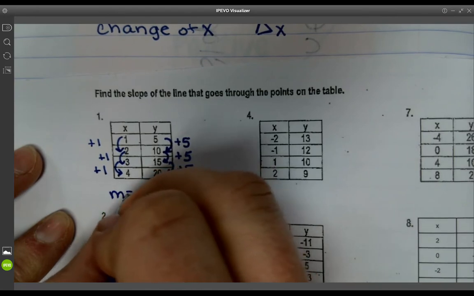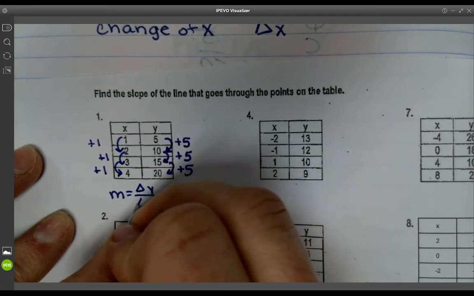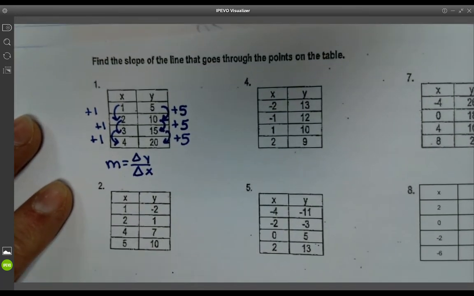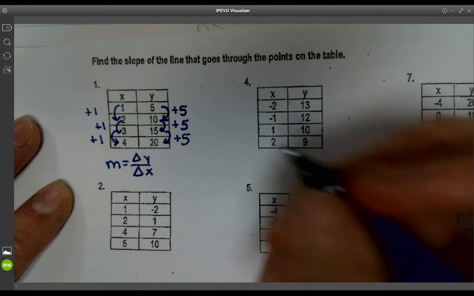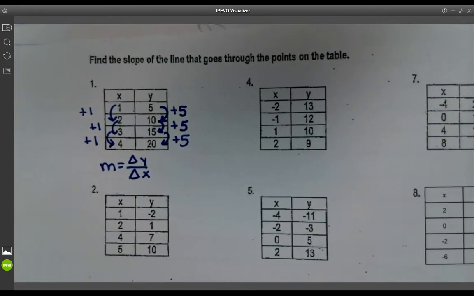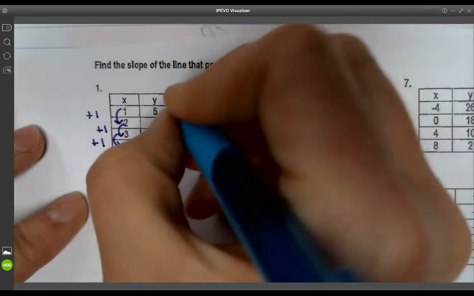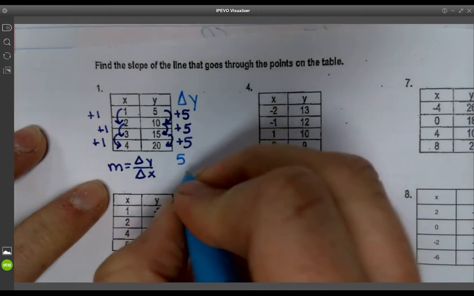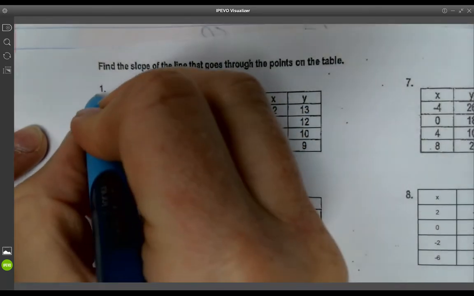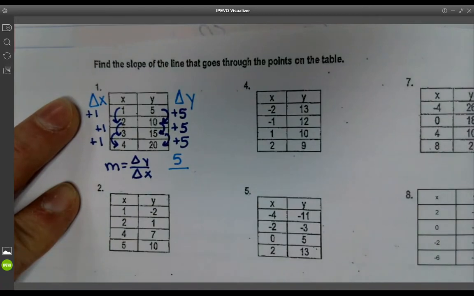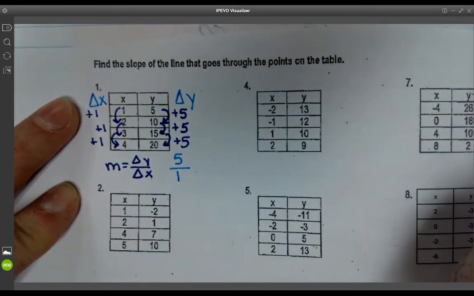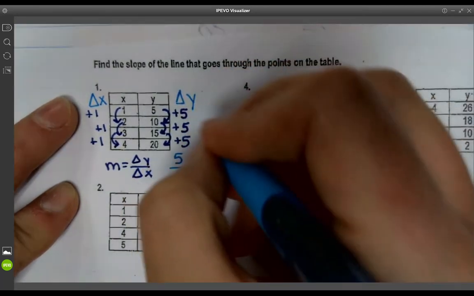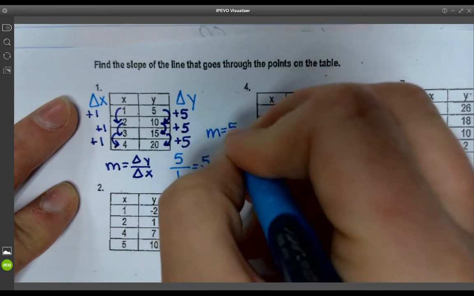So we'll write this as m equals change of y over change in x. Write the formula down. The change of y's come from over here. This is my change of y. So it's going to be 5 over my change of x, which comes from the x side, the left side, 5 over 1, which just gives us 5. So what we can do is write m equals 5 and put a box around it.